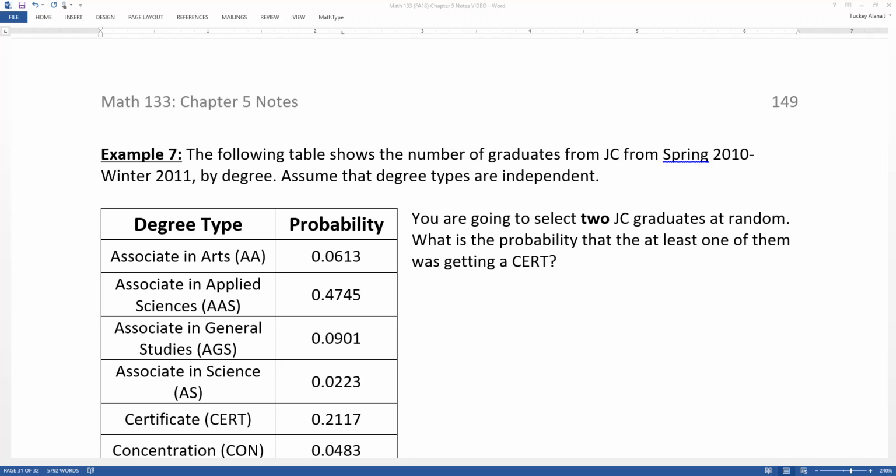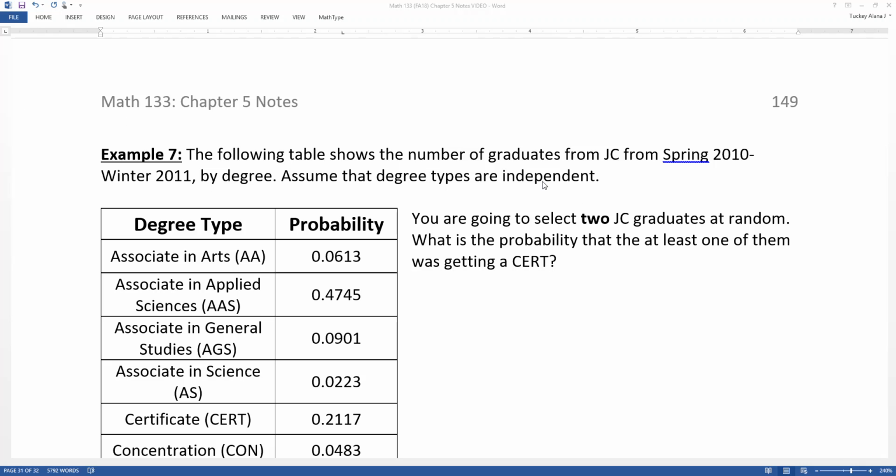So we saw that the probability of at least one can get really tricky. So it pays to actually do some more examples just to set it in our brain what the heck we're doing, because it can get so complicated and confusing. So here we have the table that shows the graduates from JC by degree. We've seen this table many times.